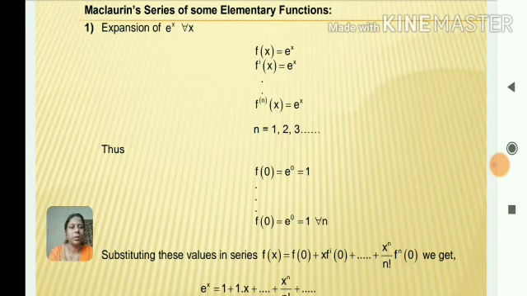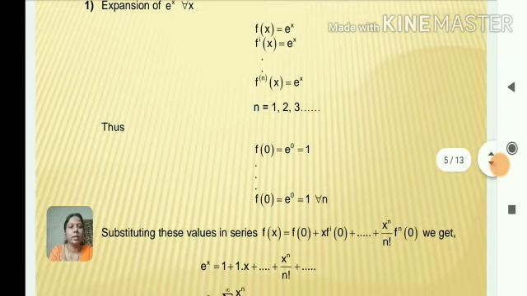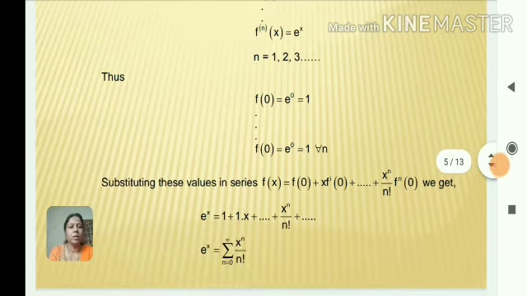So substituting all these values in f(x) = f(0) + x f'(0) up to x raised to n upon n factorial f^(n)(0), we get e raised to x is equal to 1 + 1 times x + up to x raised to n upon n factorial. So here in fact we get the infinite series, that is, the expansion of e raised to x is equal to the summation n equal to 0 to infinity of x raised to n upon n factorial.